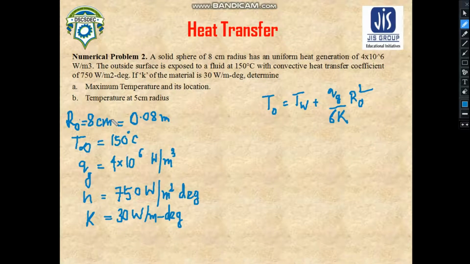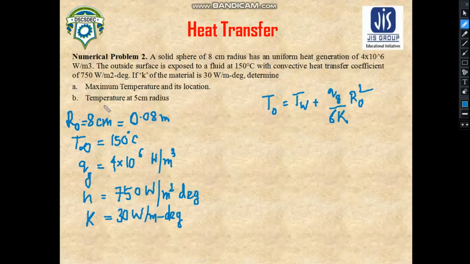So let us read out the problem. A solid sphere of 8 centimeter radius has a uniform heat generation of 4 into 10 to the 6 watt per meter cube. The outside surface is exposed to a fluid at 150 degrees Celsius with a convective heat transfer coefficient of 750 watt per meter square degree. If K, that means the thermal conductivity of the material, is 30 watt per meter degree, determine the maximum temperature and its location. Temperature at 5 centimeter radius.